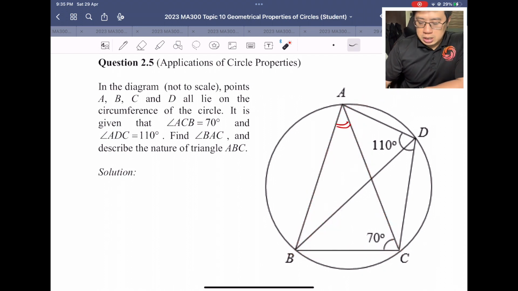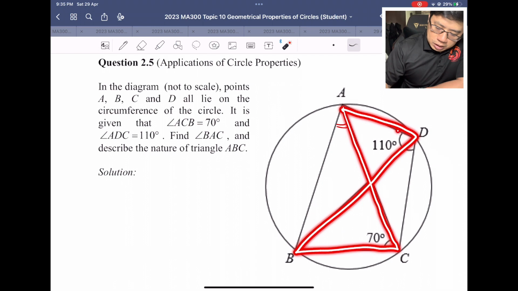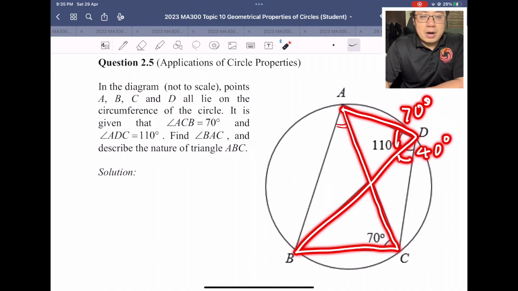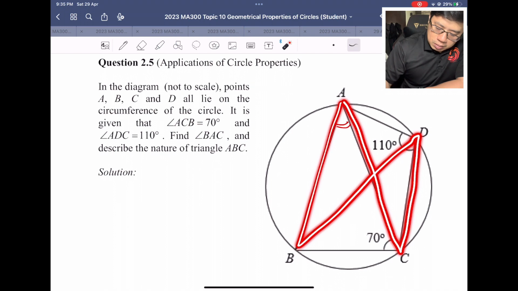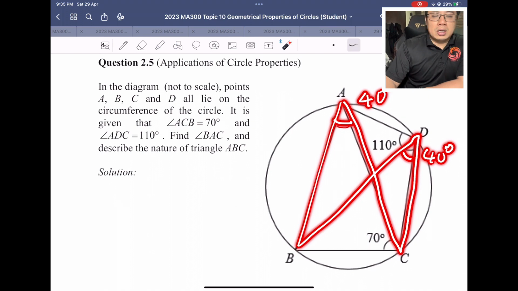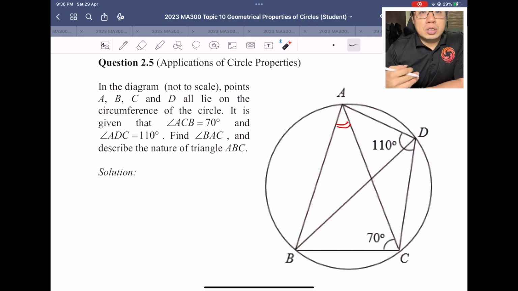Some students may also do this: if they know that this is 70 degrees, then by using angles in the same segment, because they saw a butterfly, they know that this is 70 degrees. Now because this is 70 degrees, they will know that this is 40, because 110 minus 70 is 40. After which, if this is 40, then by looking at these angles in the same segment again, because they know just now that this is 40 degrees, therefore this will also be 40 degrees. Again by looking at angles in the same segment. So there are many methods. So what I've just said now, I'm going to write it out.